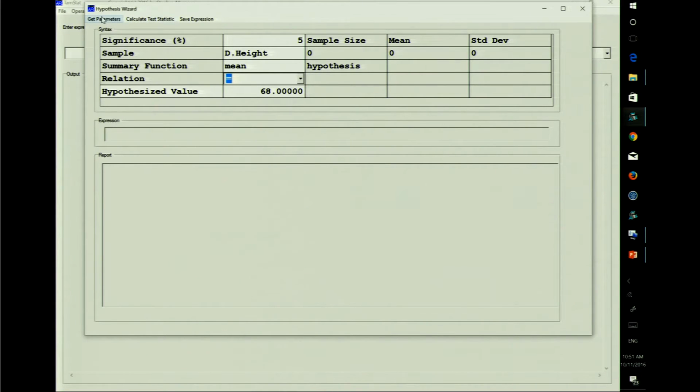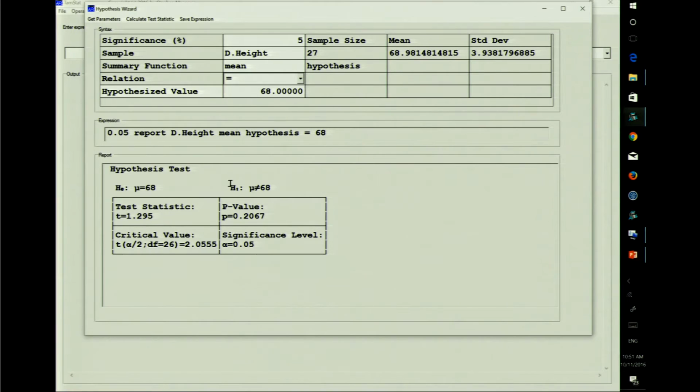If I hit get parameters, it'll read in the data, so I have a sample size of 27. The sample height is 68.98, and the standard deviation is 3.93. Then if I hit calculate test statistic, it generates a report, and it shows my test statistic and my p-value, which means that, given the data that I have, I could get a result that far away 20% of the time. So you can run hypothesis tests on means and proportions and various things like that. I just did the mean, but if you want the proportion, standard deviation, variance, whatever, you can do hypothesis tests on that.